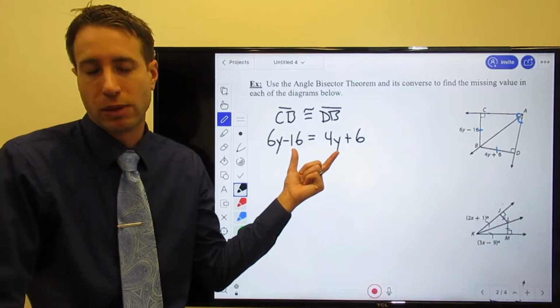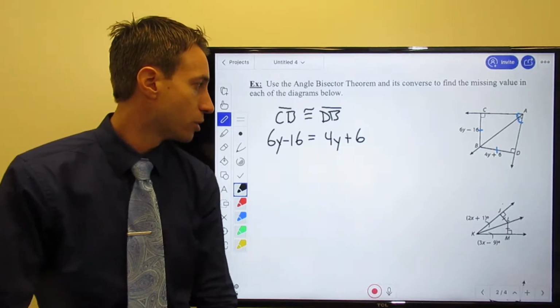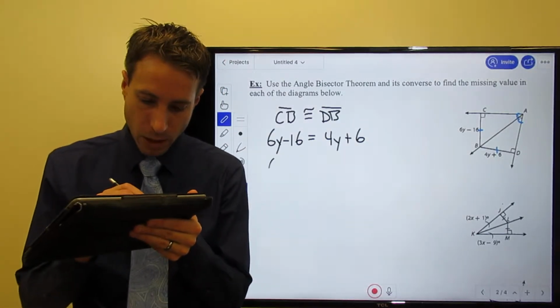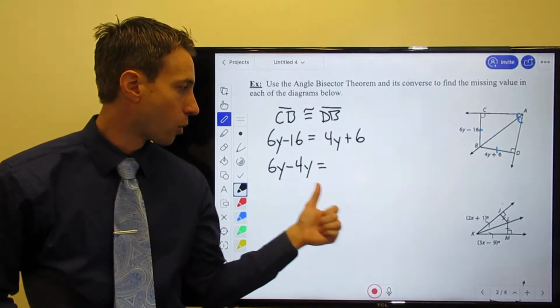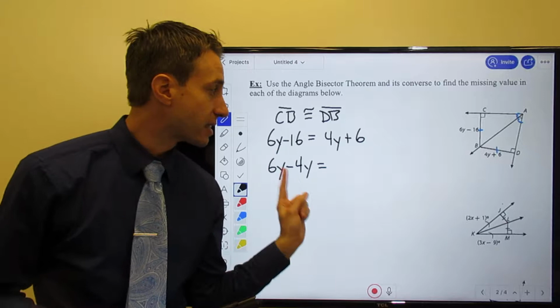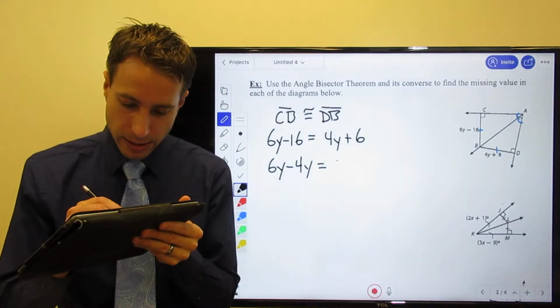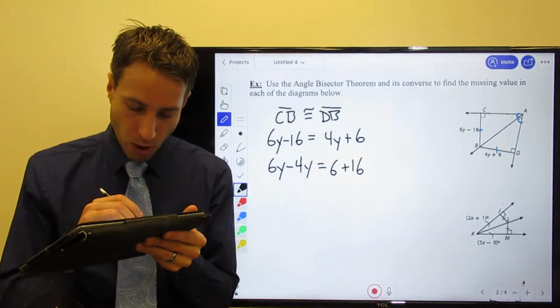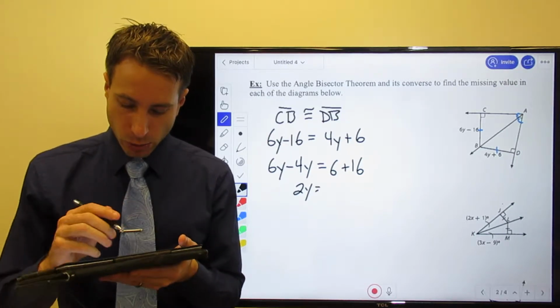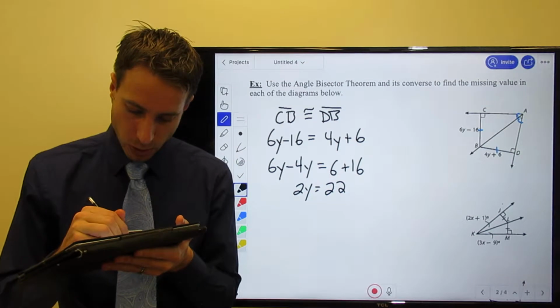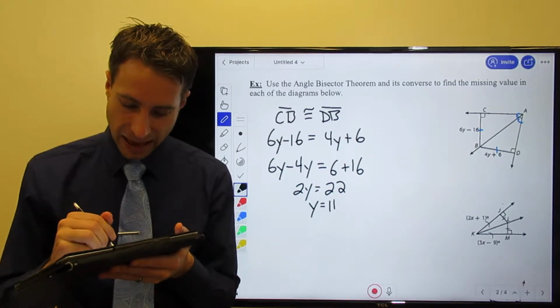Now this is a really pretty simple algebra problem. We're just going to solve for y. We will subtract 4y to the other side. It's a positive 4y, subtract it to the other side. Negative 16, add it to the other side: 6 plus 16. We wind up with 2y is equal to 22. Oh, look at that. So y will be equal to 11.